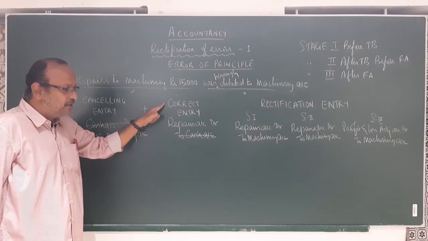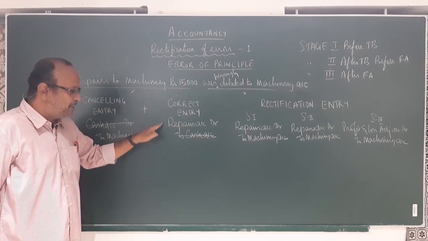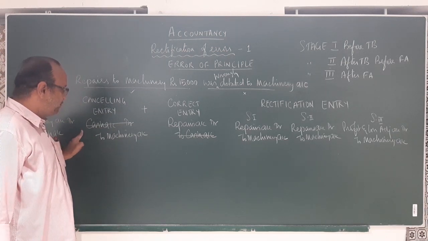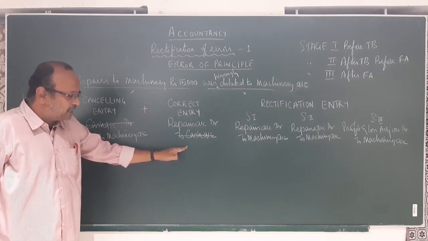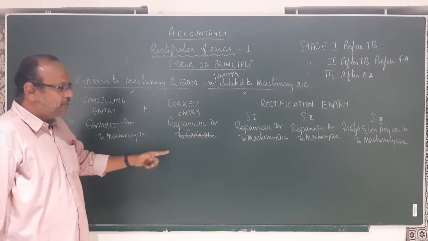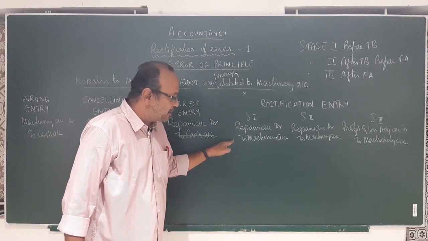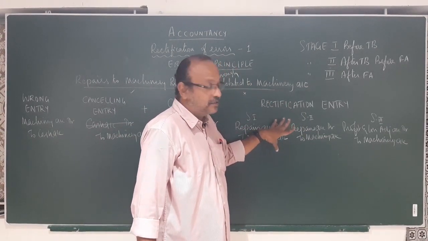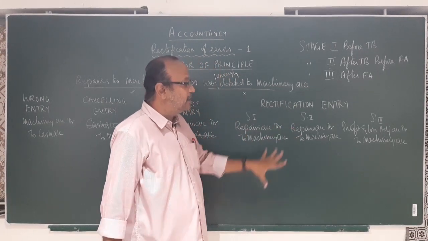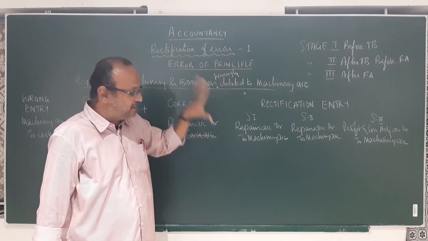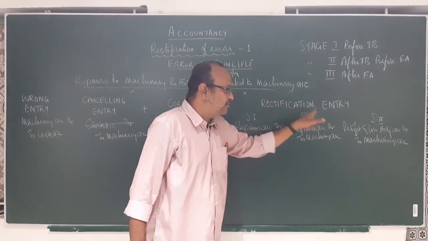What is the correct journal entry? Repairs made to machinery will be repairs account debit to cash account. In the cancelling entry, we have got cash account debit. In the correct journal entry, we have got cash account credit. Cancel those two, we will get repairs account debit to machinery account. Kindly understand, the rectification journal entries for error of principle will be the same in stage 1 and stage 2.